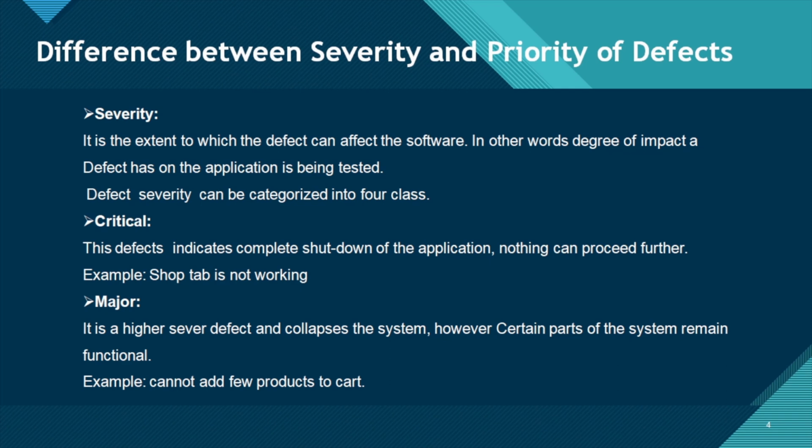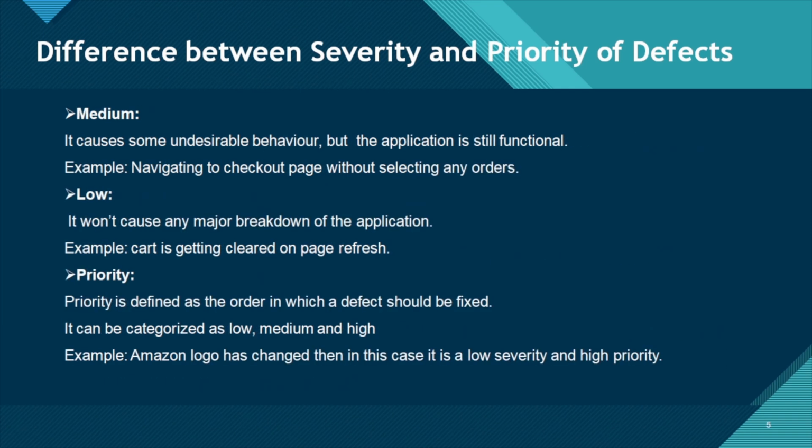Next is medium. Here it causes some undesirable behavior, but the application is still functional. I have given an example: navigating to the checkout page without selecting any orders. We can add the item to the cart, and we can also reach the checkout page, but we are not selecting any order. So here the functionality is working, but a very light minor effect is there. So it will be considered as medium.